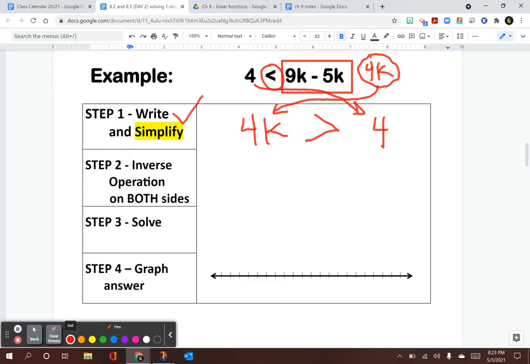Now that it's written and simplified, I'm ready to go for the inverse. And the opposite of multiplying k by 4 is to divide it by 4.